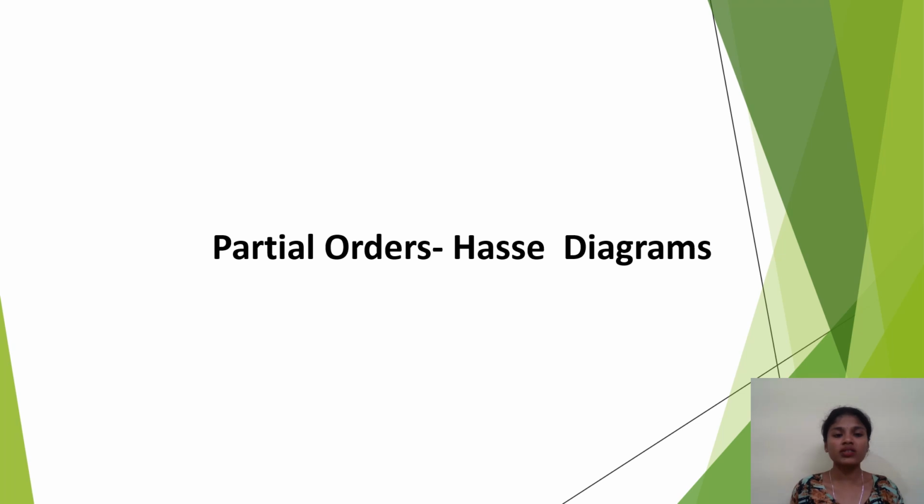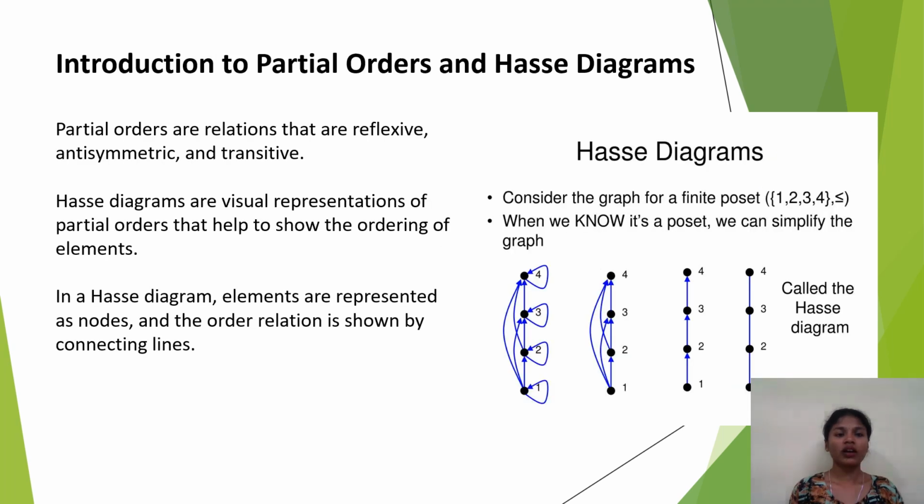Today I am going to discuss partial orders and Hasse diagrams. Introduction to partial orders and Hasse diagrams. Partial orders are relations that are reflexive, antisymmetric and transitive. Hasse diagrams are a visual representation of partial orders that helps to show the ordering of the elements. In a Hasse diagram, elements are represented as nodes and the order relation is shown by connecting lines.